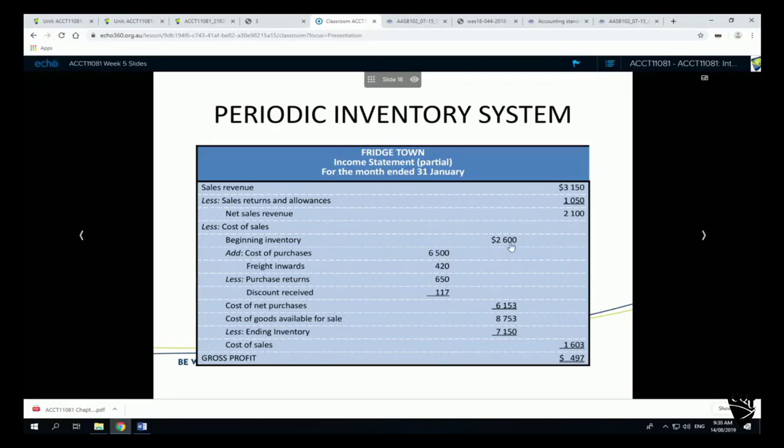So you start with opening balance plus purchases equals COGAS, so our cost of goods which we actually have available to sell to our customers, minus what we've got left on hand at the end. The difference must be a cost of sales. So again, just diagrammatically, just quickly show you. There's another little diagram that I use.